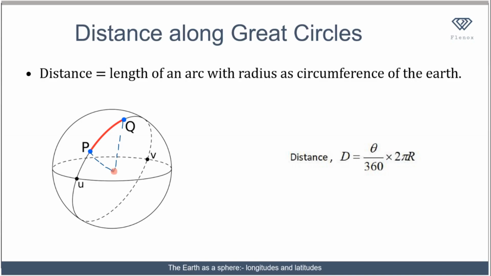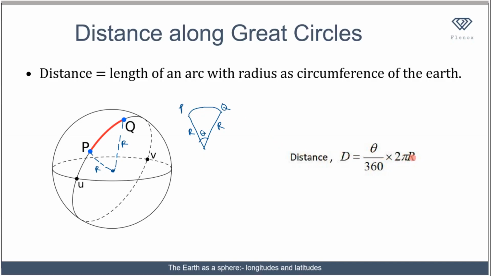A line drawn from the center of a sphere towards the surface of the sphere is referred to as the radius. So this line here is a radius, and this line here is also a radius, and in this case it is the radius of the earth. So if I bring that part out, I have something of this sort. I have my point P and I have my point Q, and I have here the radius. So now what is the formula for calculating distance of an arc? Because this is an arc, as you can see, point P and Q is an arc. The distance is what? Theta over 360 times 2 pi r.